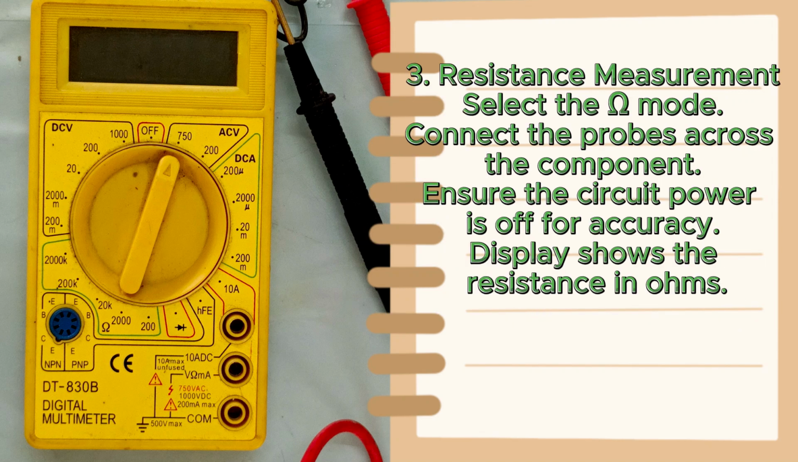3. Resistance measurement. Select the Ω mode. Connect the probes across the component. Ensure the circuit power is off for accuracy. Display shows the resistance in ohms.